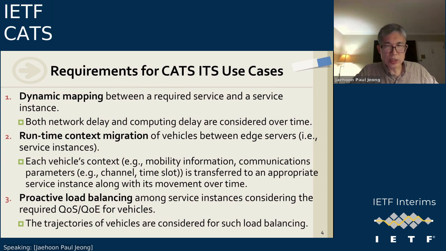Those contexts are transferred to an appropriate service instance in CATS along with its movement over time, which means a handover of context is required. Also, the third one: the current problem statement and use case requirements document doesn't consider proactive load balancing among service instances, considering the required part of service and the experience for vehicles. We should consider the trajectory of the vehicle along the node network. Also, we consider load tracking in advance, so we prepare resources like the channel, the time slot, or computing resources such as memory or CPU.